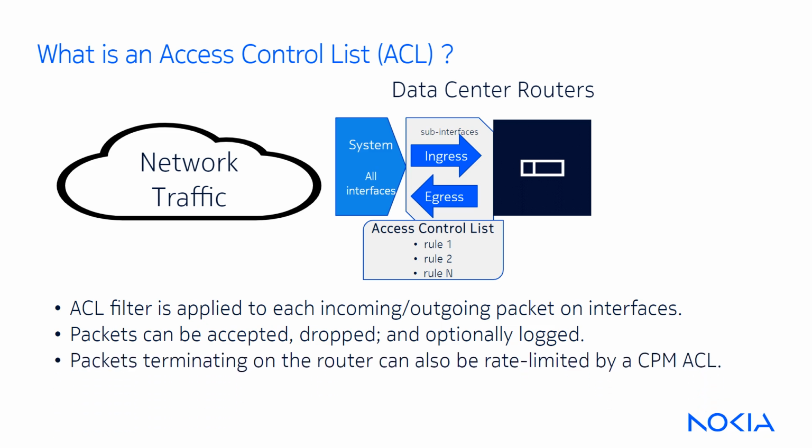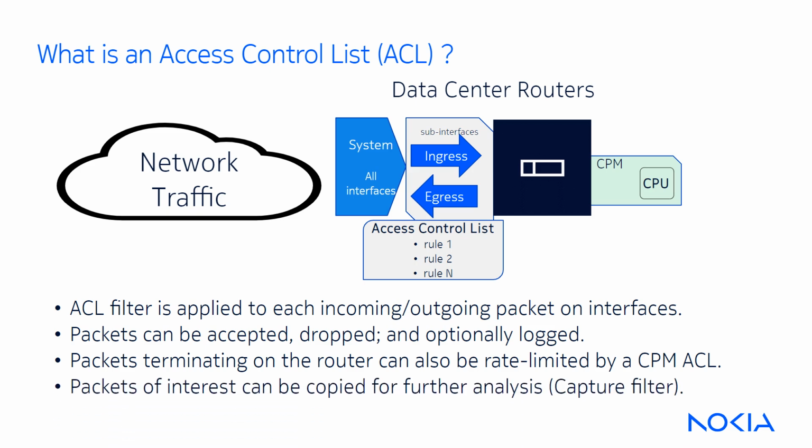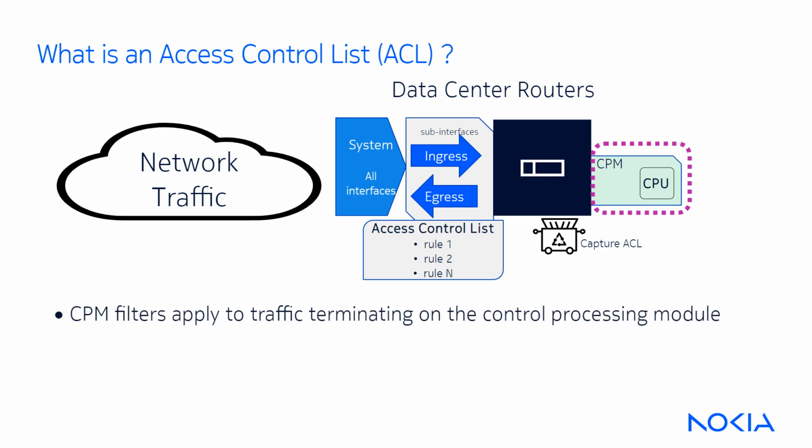There are some special access control lists that work only on control packets terminating on the router. They are called CPM filters. They are similar to regular ACLs, but can also rate limit these matching control packets. SR Linux also supports another type of ACL called the capture filter. It lets you analyze matching packets in a similar way to the Linux tcpdump tool. In this video, we will only cover CPM filters, which apply to packets terminating on the router's control processing module.